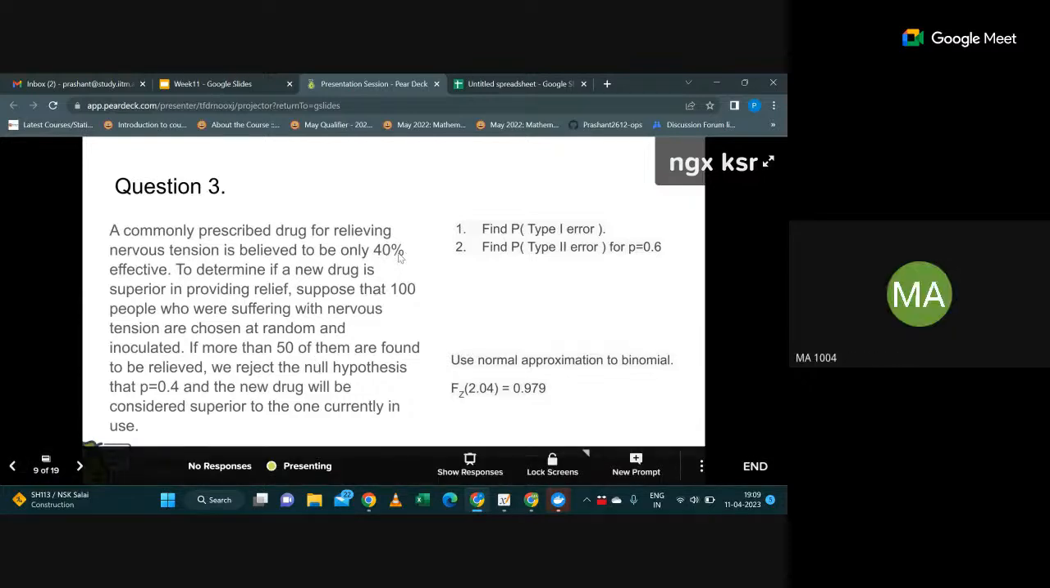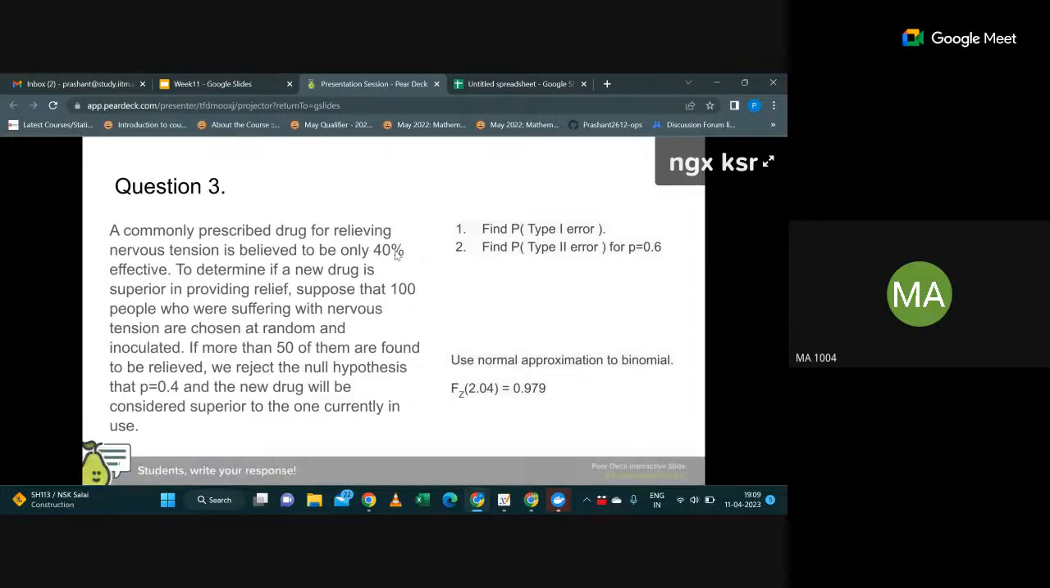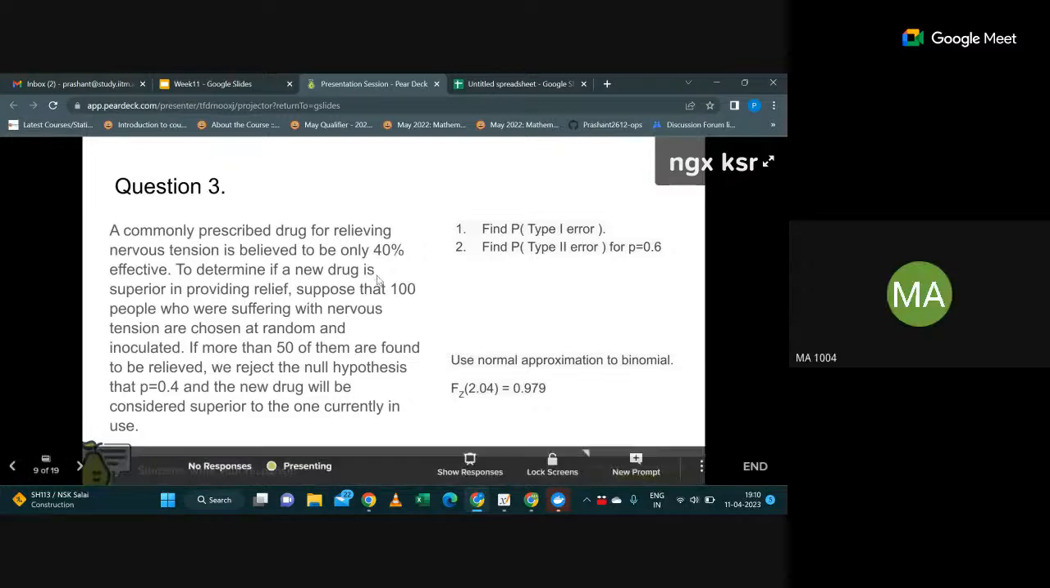Null is p is equal to 0.4, right? And I'm interested in more than 50 of them. That means the probability p will be greater than 0.4, right? See, I'm interested to test that the new drug is superior. That means I'm interested to test p greater than 0.4, right? Are you getting the idea? Yes. So here the question is about p.